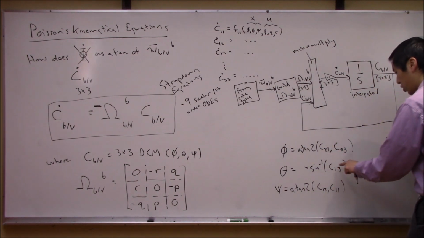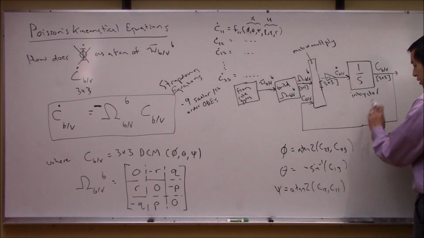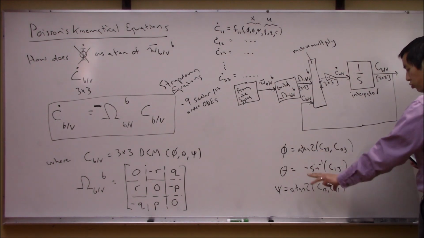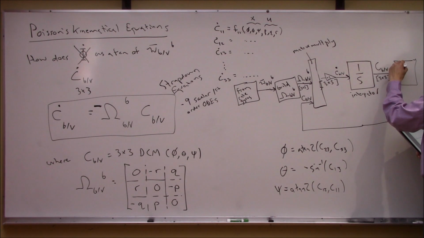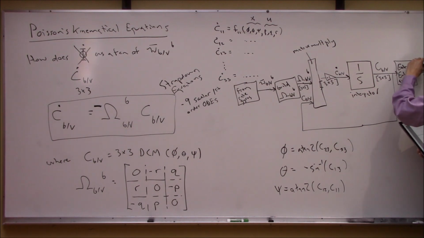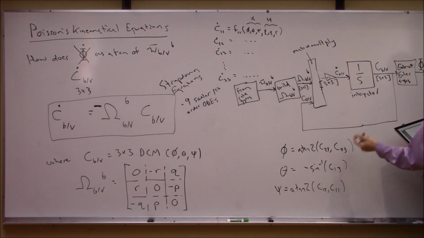So if you just need these five elements of the DCM, or the CBV, you can extract the Euler angles. All we have to do here is have an extract Euler angles block, and out of this is going to come capital phi, which is our Euler angles. All this is going to do is implement these equations.